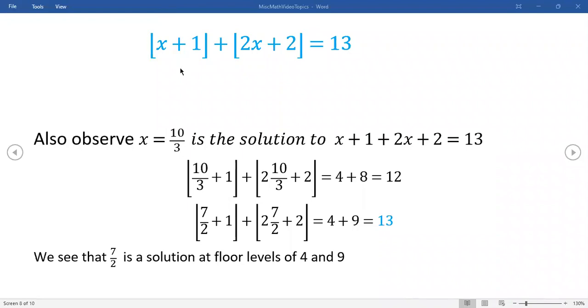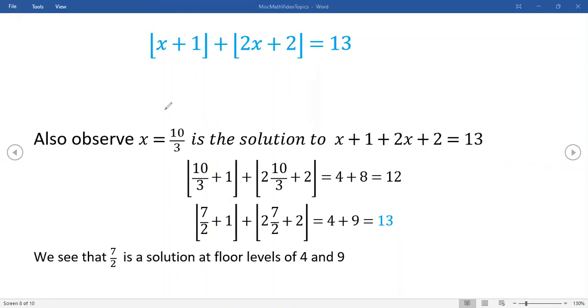I'm going to talk to you today about another floor equation. Now, this particular floor equation just involves two floor functions. And I want to talk about a way to look at floor functions that'll help us as far as determining a solution to this particular equation.